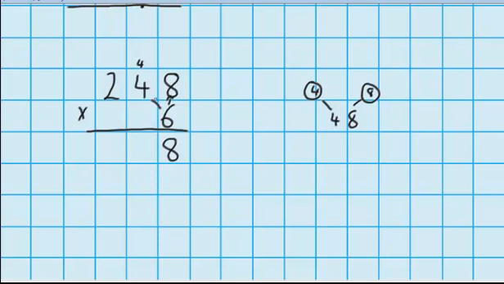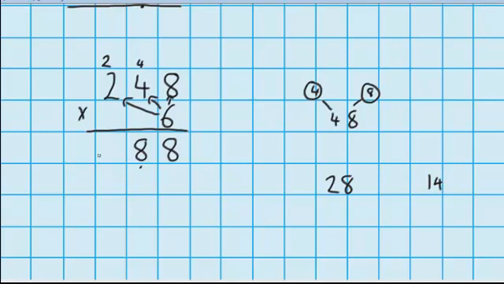Now I'm moving on to my 10s column. 6 times 4 is 24, plus another 4 is 28. But I can't write 28 all in one column, so I'm going to have to put the 8 10s here, and the 2 hundreds is going in the hundreds column. Now I'm on to the hundreds. 6 times 2 is 12, plus another 2 is 14. Write that over here.